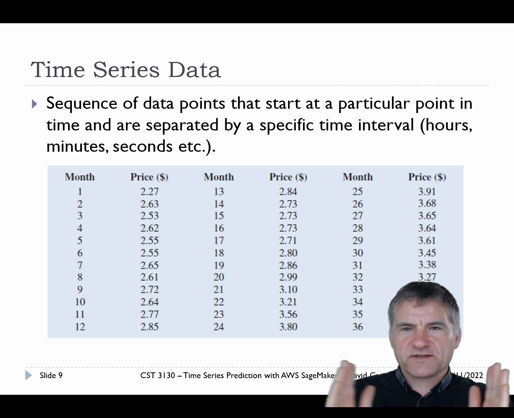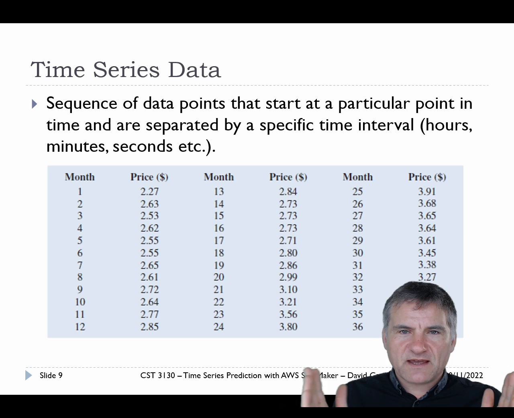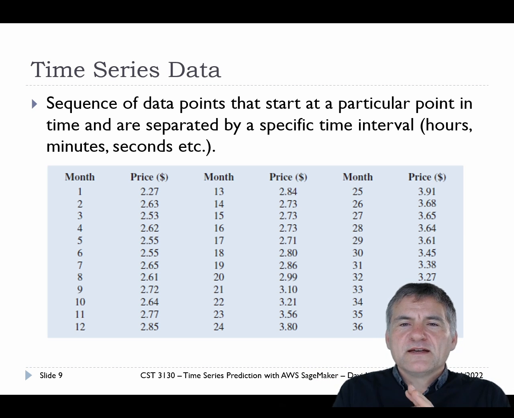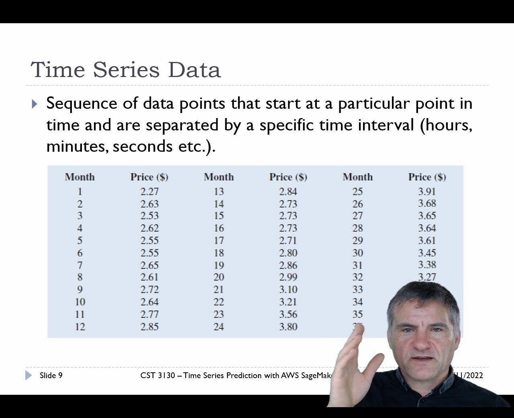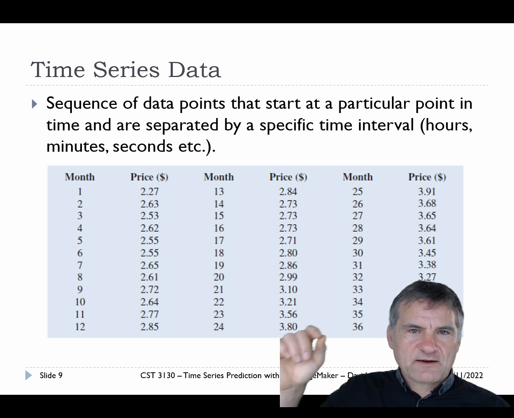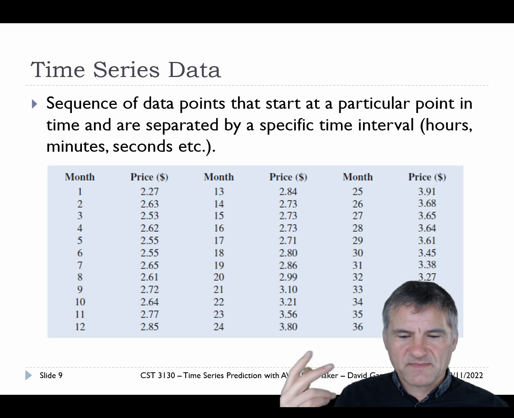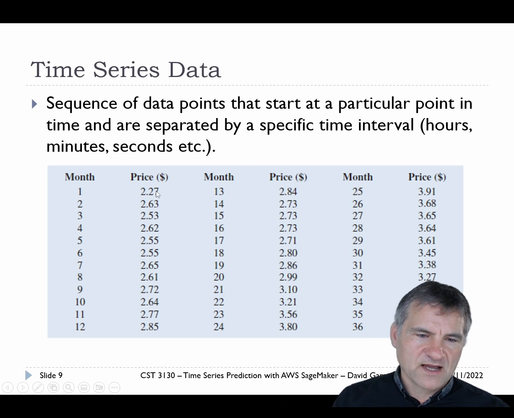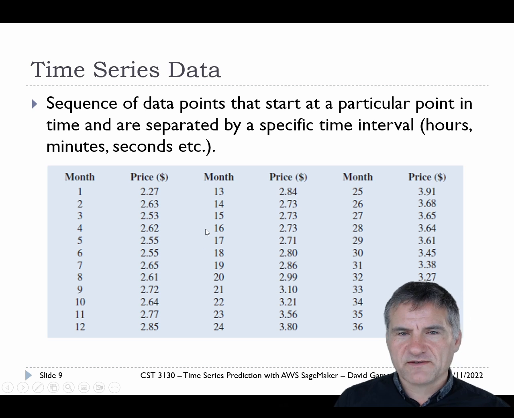Usually you can't just have random time intervals, or the network won't do a very good job. I mean, you could, but then it would be much more complicated. So usually in time series, each data point is 1 hour apart, or 1 day apart, or 1 millisecond apart, whatever is appropriate for that particular domain. So this is a classic kind of time series, right? We've got the month and the price. So month one, the price is $2.27 and so on and so forth.